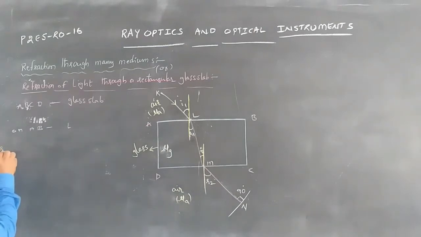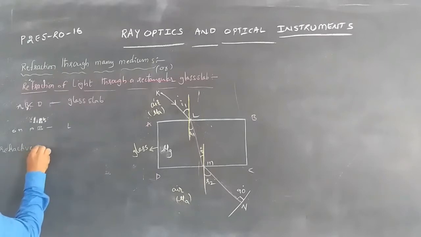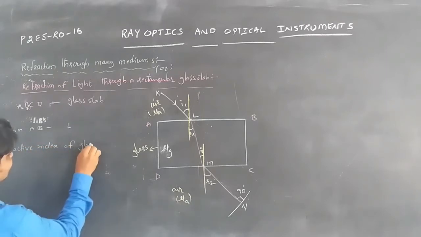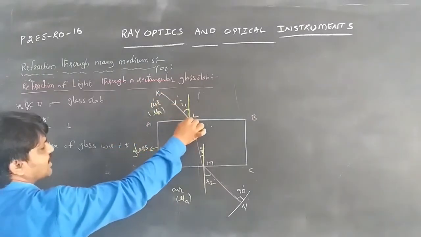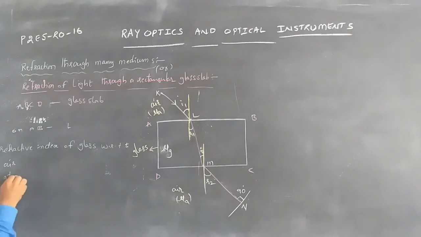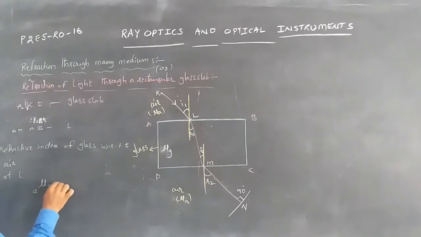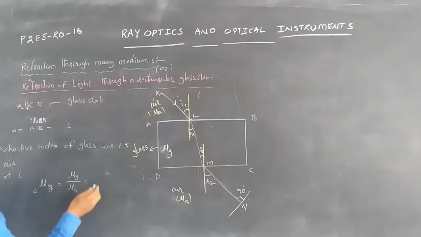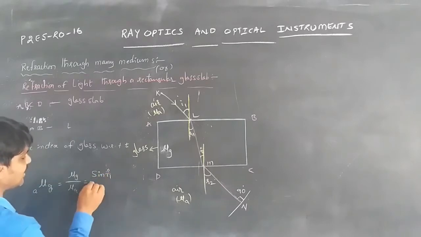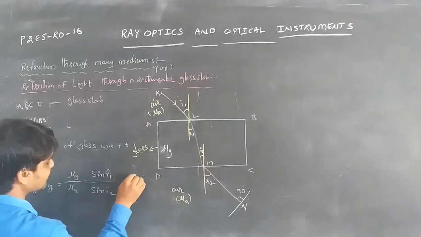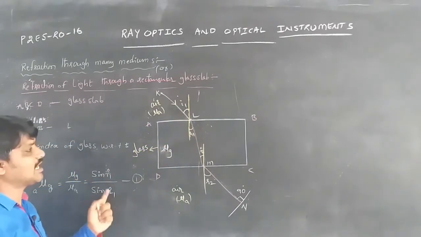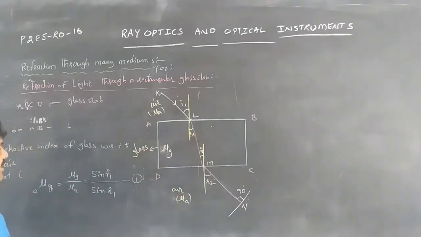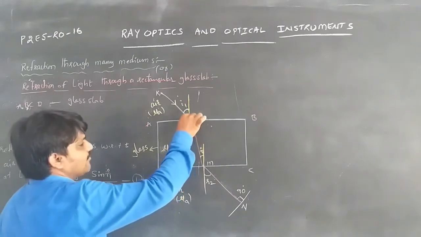So here the refractive index of glass with respect to air, when the light is traveling from K and incident on the point L. At L, the refractive index of glass with respect to air is mu g by mu a, which equals sine of the incidence angle I1 by sine of the refracted angle R1. This is equation number 1.